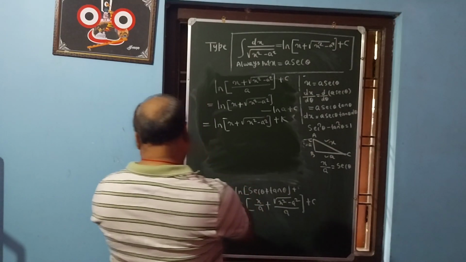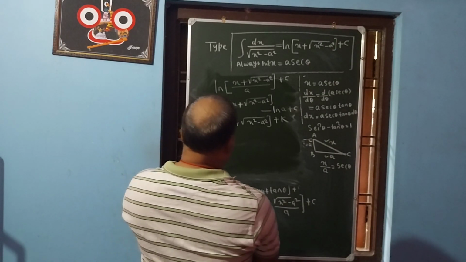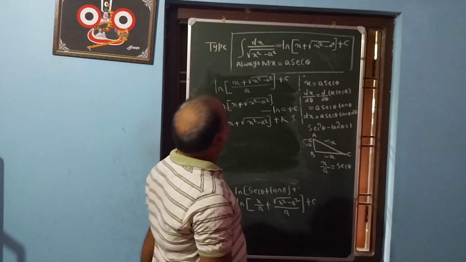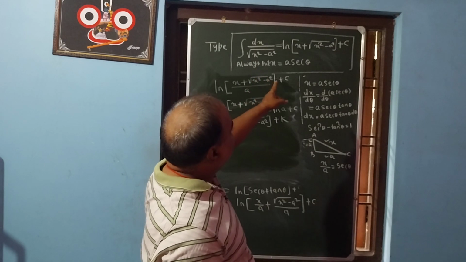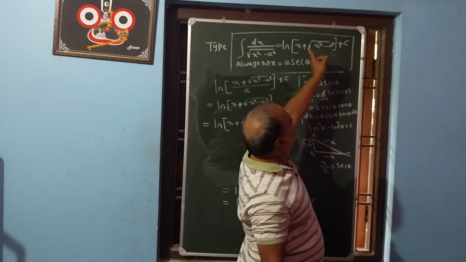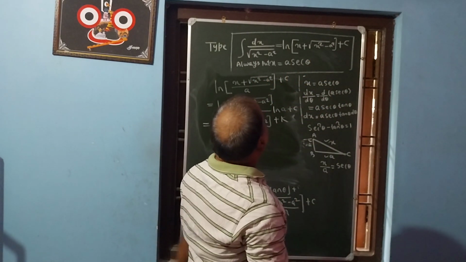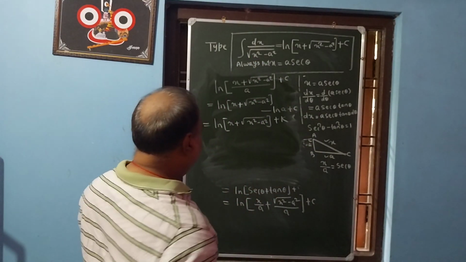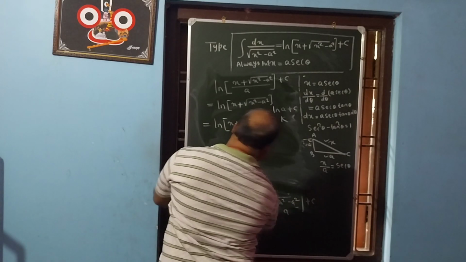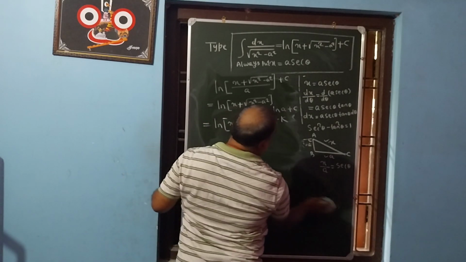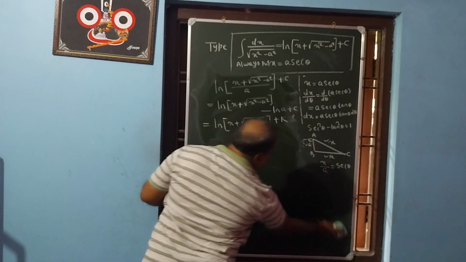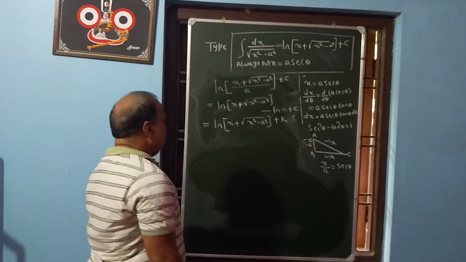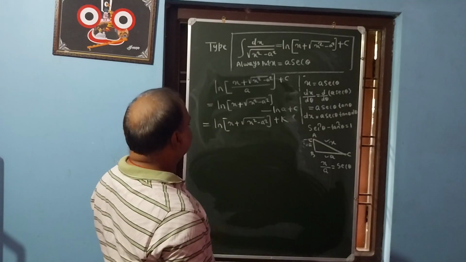Okay, so now we get the formula: the integral of dx upon square root of x square minus a square is equal to ln of x plus square root of x square minus a square, plus c. In this case, always put x is equal to a sec theta. Now we have to take one example. How can you apply this formula?